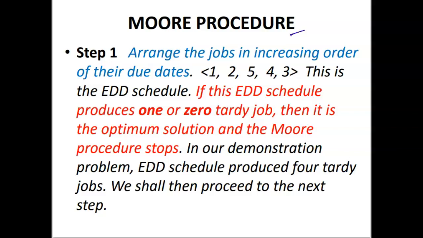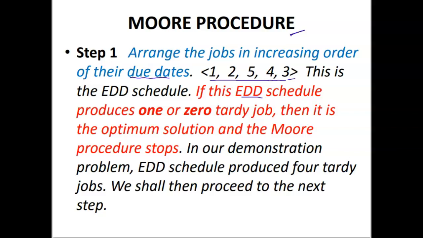Now, there are some steps we need to follow using Moore's procedure. Number 1, as you can see on our screen, says arrange the jobs in increasing order of their due date. That means from your earliest due date schedule or sequence. And if you go back to the first video, our jobs were sequenced in this order: job 1 before job 2, job 2 before job 5, in that order. This is the EDD schedule.